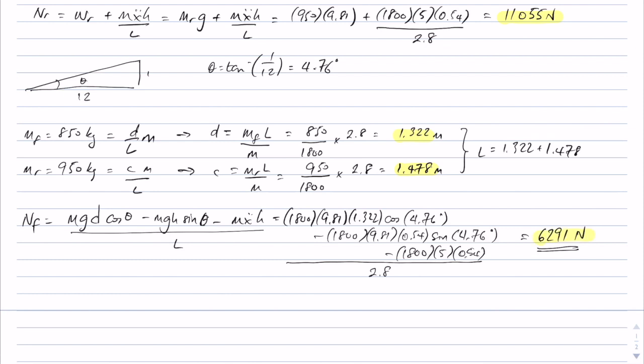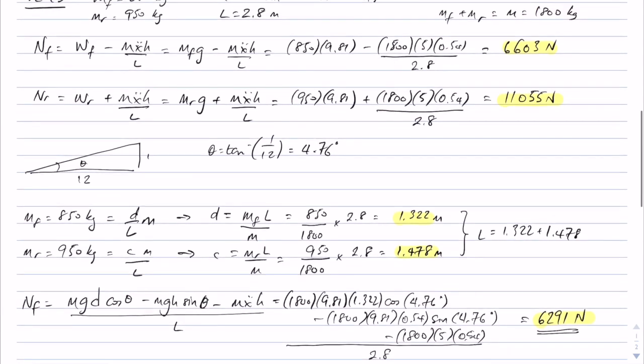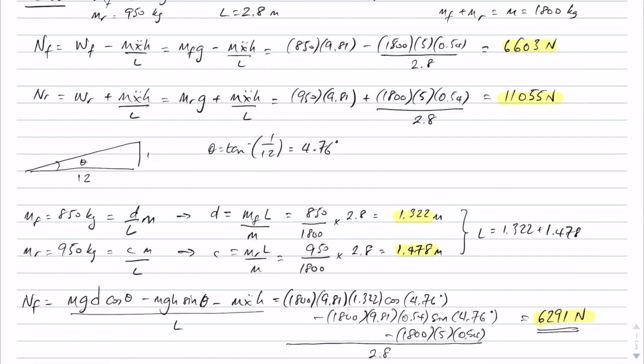Okay, so once you apply this equation for the case when there is an incline, so this is also when this is 0, it's this equation we've got to use. You get 6291 as your load. So it's gone down from 6603, but the incline is now 6291 with the same acceleration.